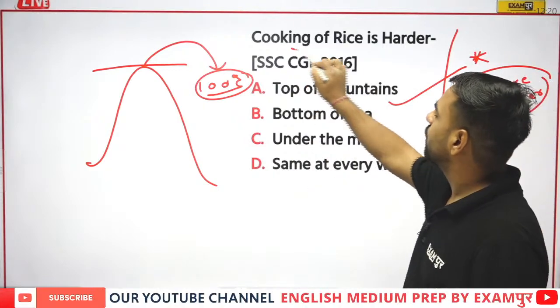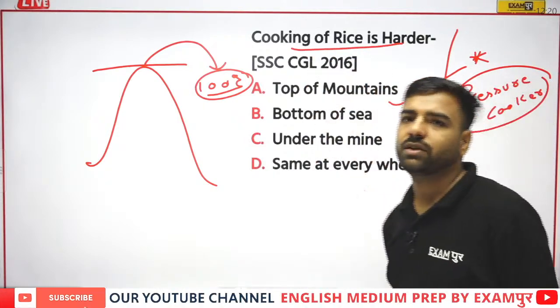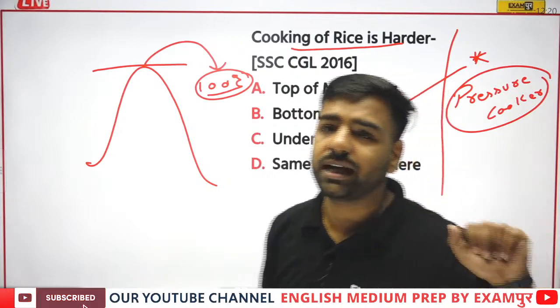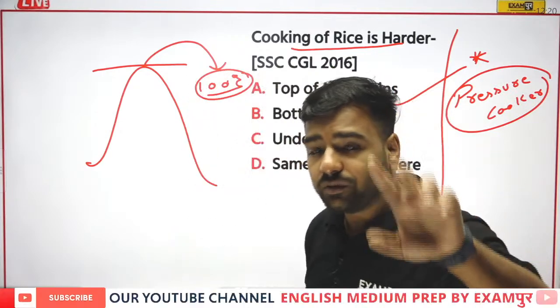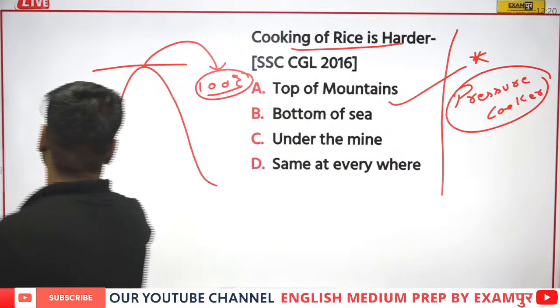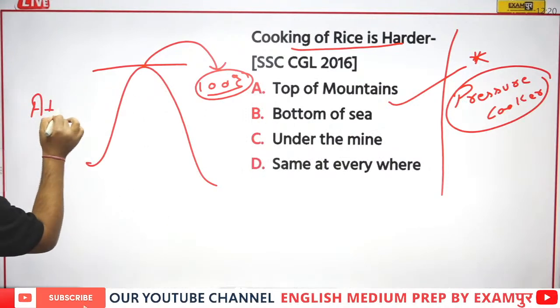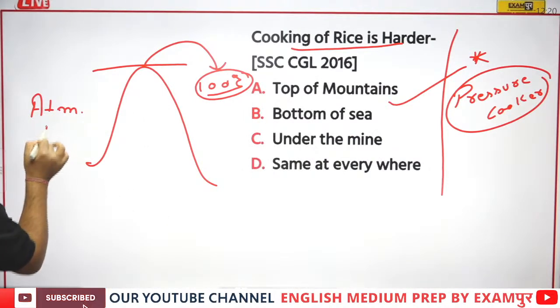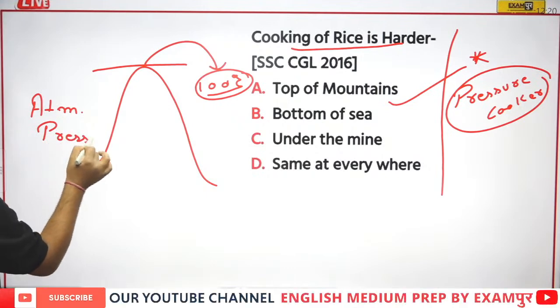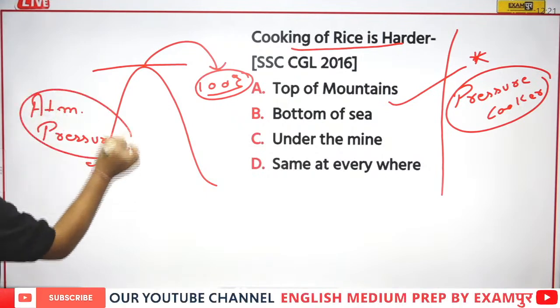Second thing is, cooking of rice is harder where? On the top of the mountains. What is the issue? There's the issue in the atmospheric pressure. Remember what we discussed? We discussed atmospheric pressure. Whenever we are talking about atmospheric pressure, what is the device that we use? Please tell me the answer. The device which is used to measure atmospheric pressure is what?